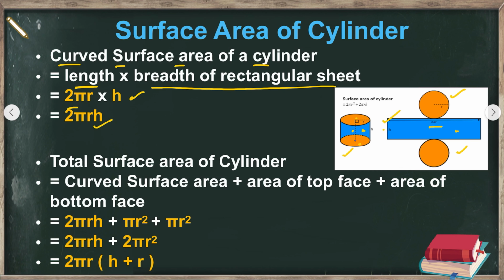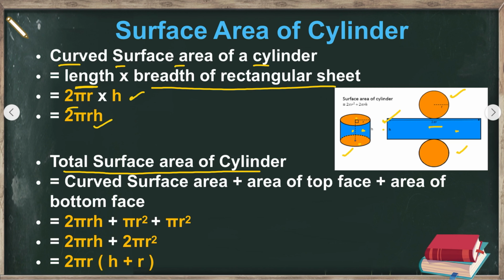Curved surface area means we are only taking the lateral surface, we are not including the top or the bottom. Both have been excluded. Next one is total surface area of a cylinder. Now the total means we have the curved surface and also the top and the bottom face.